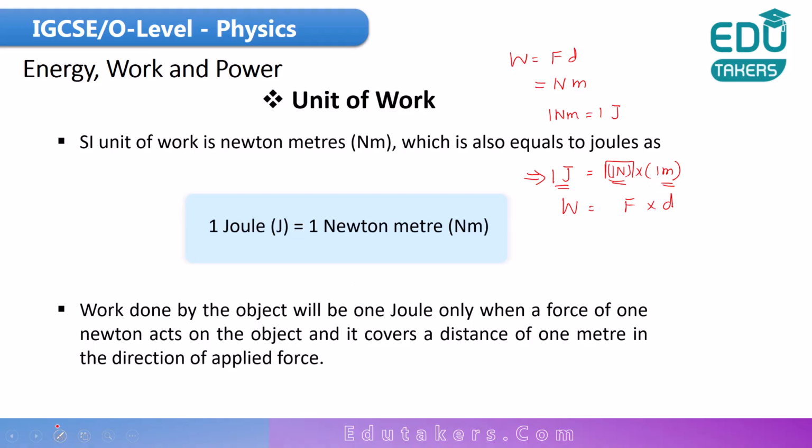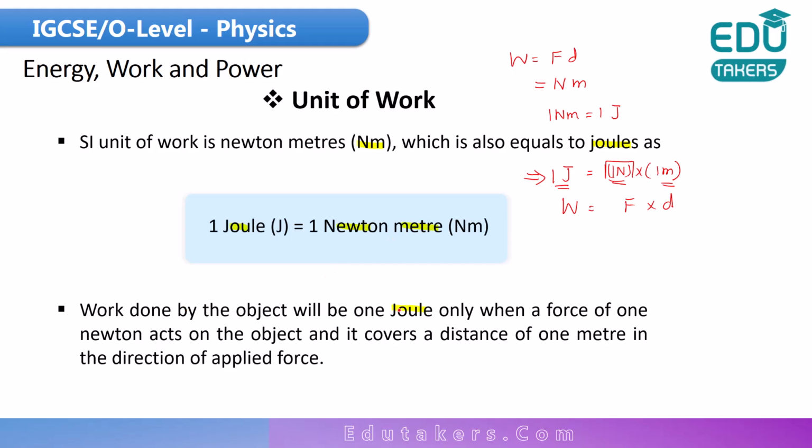You can also see from here, as the unit of the work is Newton meter, which is also equal to joule, such that 1 joule is equal to 1 Newton meter. The work done by the object will be 1 joule.